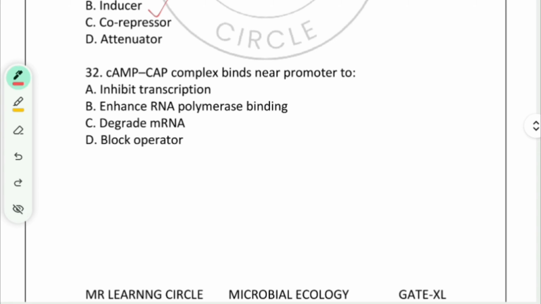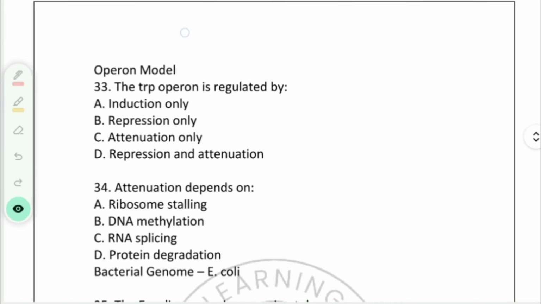Question number 32. cAMP and CAP complex binds near promoter to. Options are A. inhibit transcription, B. enhance RNA polymerase binding, C. degrade mRNA, D. block operator. Correct answer for this question is option B, enhance RNA polymerase binding.